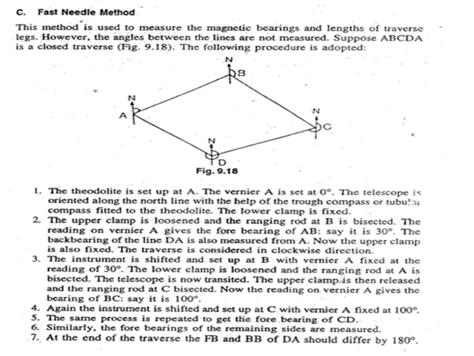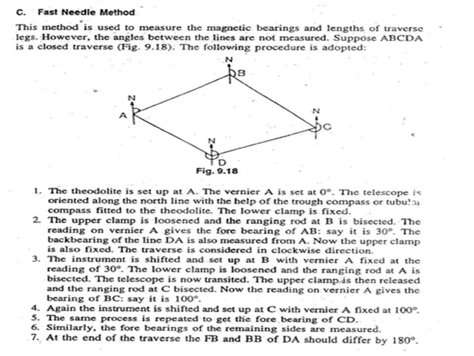Then the next method is fast needle method. This method is used to measure the magnetic bearing and length of traverse legs. However, the angles between the lines are not measured. Suppose A, B, C, D, A is a closed traverse. The following procedure is adopted.